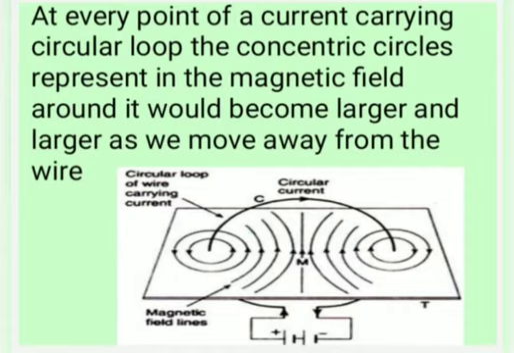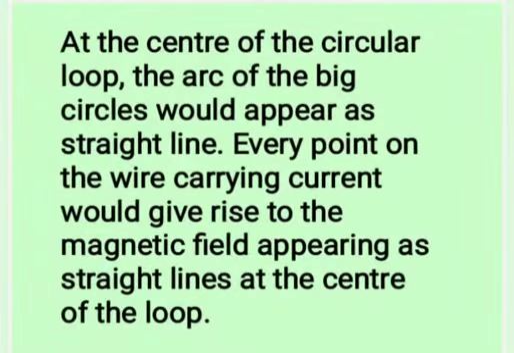If the distance increases, the magnetic field strength decreases. By the time we reach the center of the circular loop, the arcs of these big circles appear as straight lines. Every point on the wire carrying current gives rise to a magnetic field appearing as a straight line at the center of the loop. That means the magnetic strength is more at the center of this circular loop.